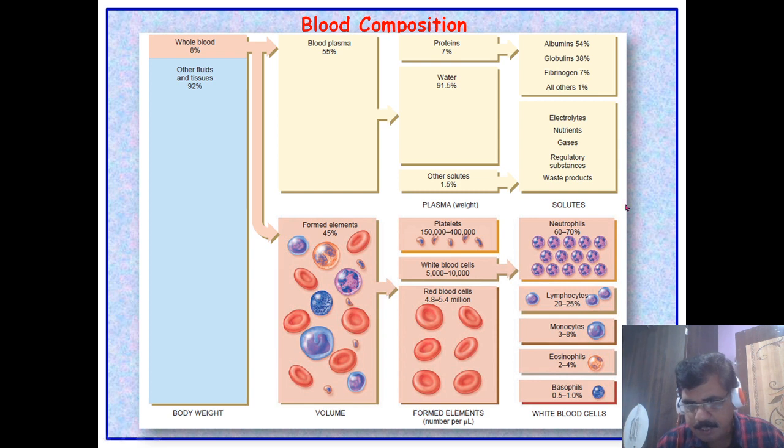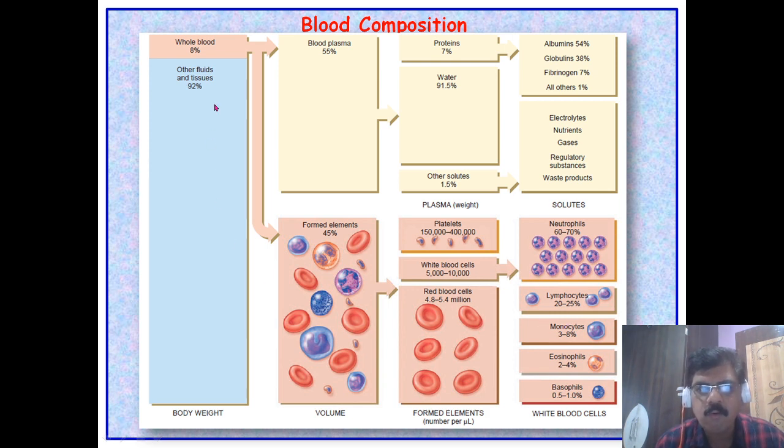Among these white blood cells, again two types of cells are there. One is called a granulocyte and another one is called an agranulocyte. These are neutrophils, then eosinophils and the basophils. These have granular substance in their cytoplasm, and therefore these are the granulocytes. And the lymphocytes and the monocytes don't have the granular substances, and these are the agranulocytes.